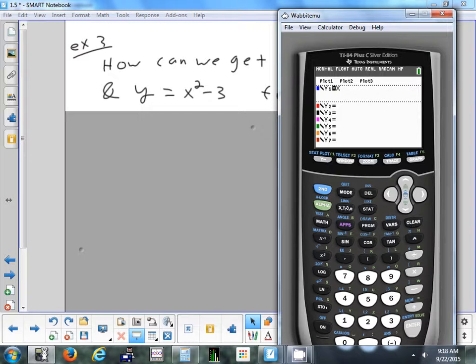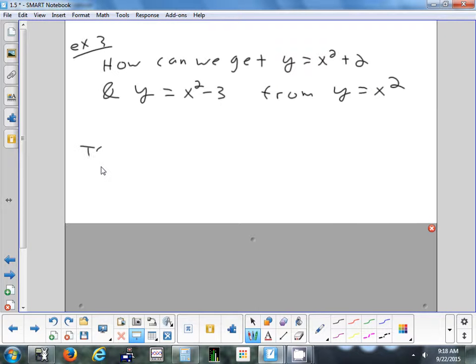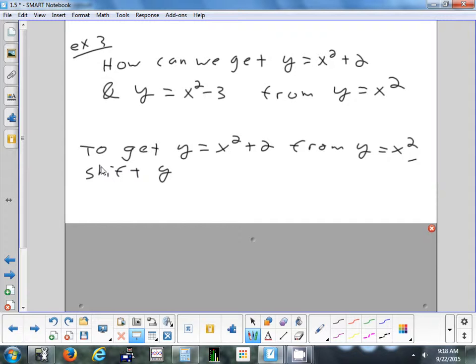So let's take x squared plus 2. In this case, it did shift it up. Okay, it shifted it up 2 units. So they're asking me, how would you get y equals x squared plus 2 from y equals x squared? So I would write, to get x squared plus 2, y equals x squared, shift y equals x squared up 2.